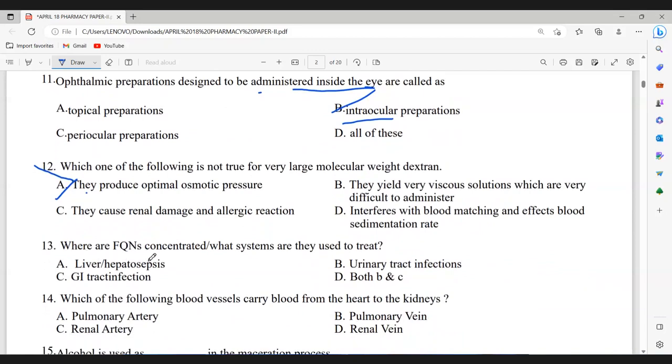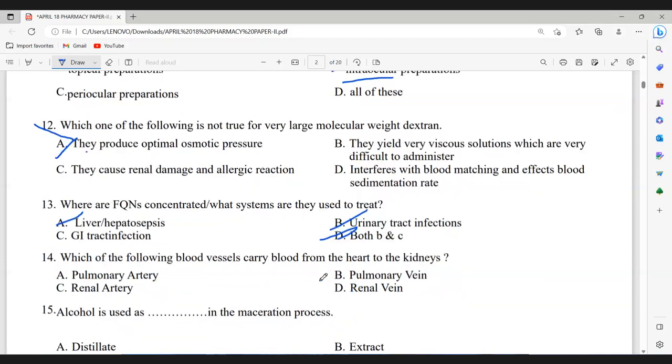13th, where are fluoroquinolones concentrated? Why? Or what systems are they used to treat? The fluoroquinolones, we find them in the liver, and they are used to treat urinary tract infections. Both A and B are correct. Your correct option is D.